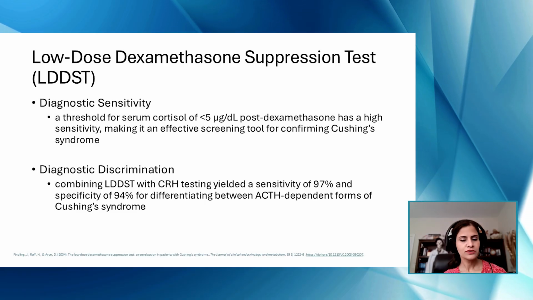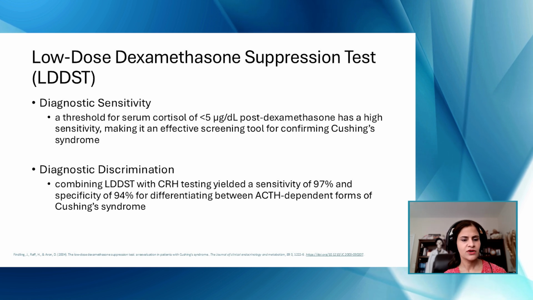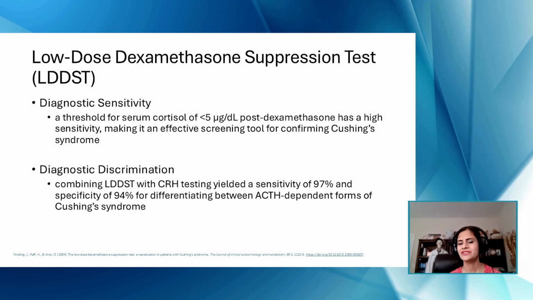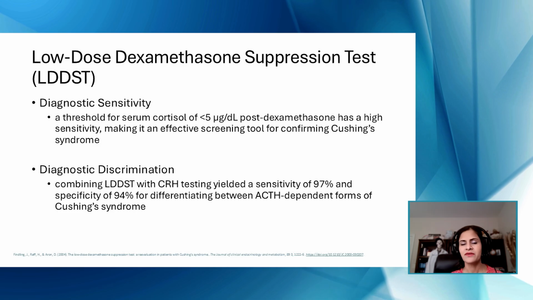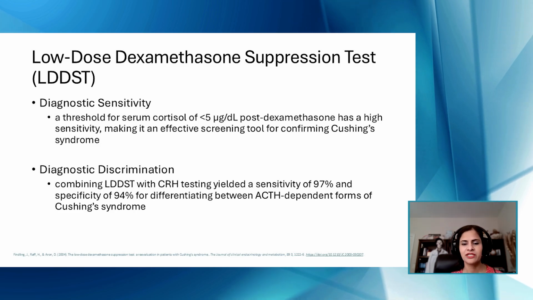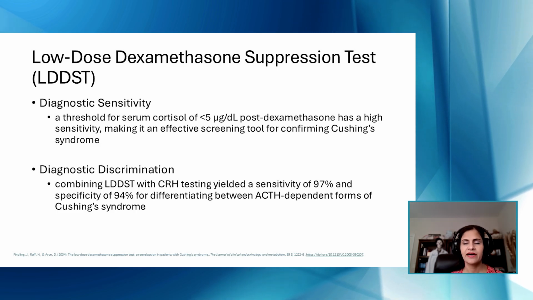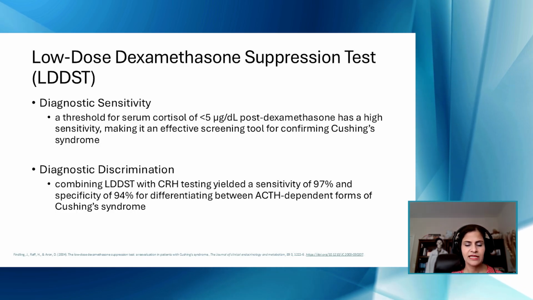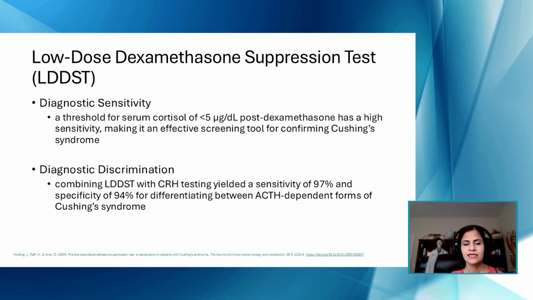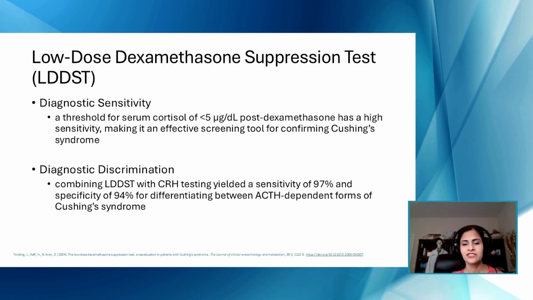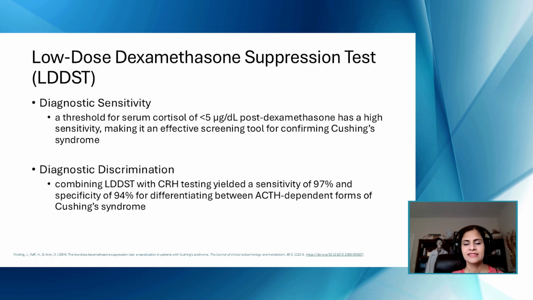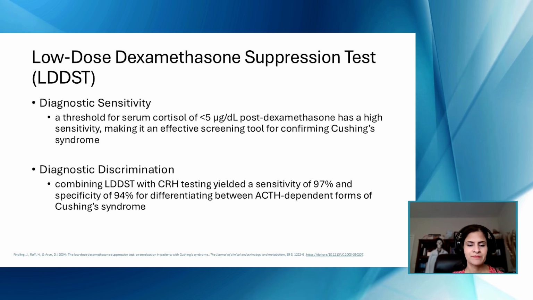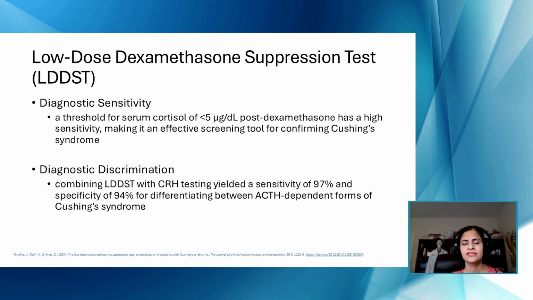So we'll go now to the low-dose dexamethasone suppression test, which is the test where you give a low dose of dexamethasone, usually 1 milligram of dexamethasone to be given at the patient's bedtime. And then the next morning, they have to get their cortisol levels checked. There have been studies by Findling and Raff, referenced at the bottom of the slide, that show a diagnostic threshold of serum cortisol suppressing less than 5 has a high sensitivity, making this an effective screening tool for confirming Cushing syndrome. And then there is some good diagnostic discrimination.